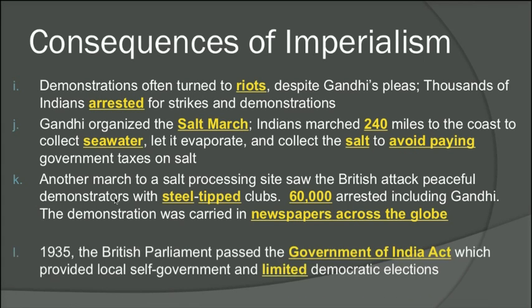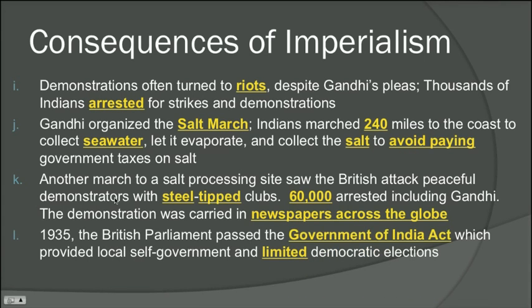In 1935, the British Parliament passed the Government of India Act, which provided local self-government and limited democratic elections. So we're starting to see the system work. We're starting to see change in the British-controlled India, where they're starting to give control of India back to the Indians.